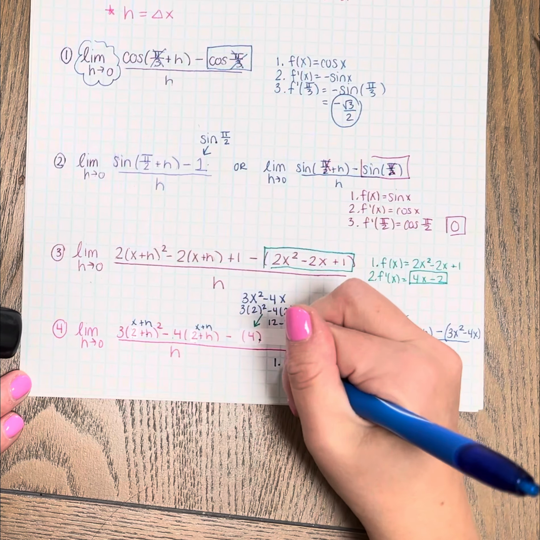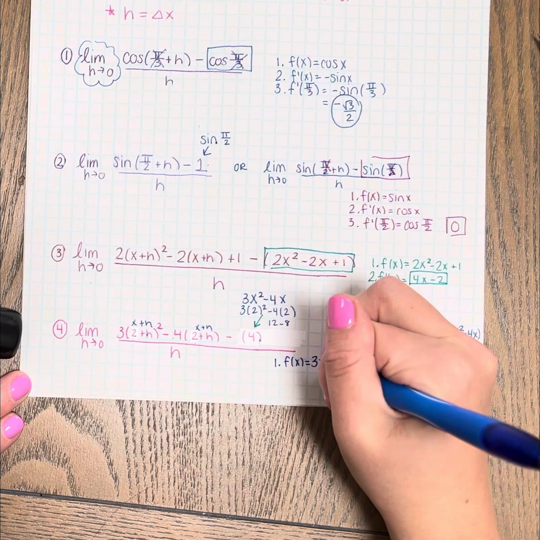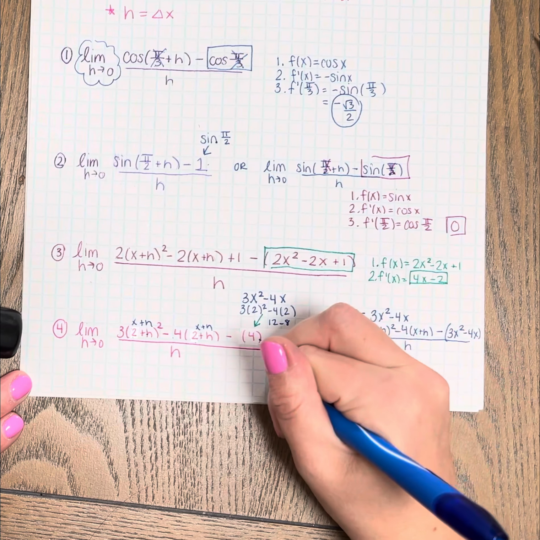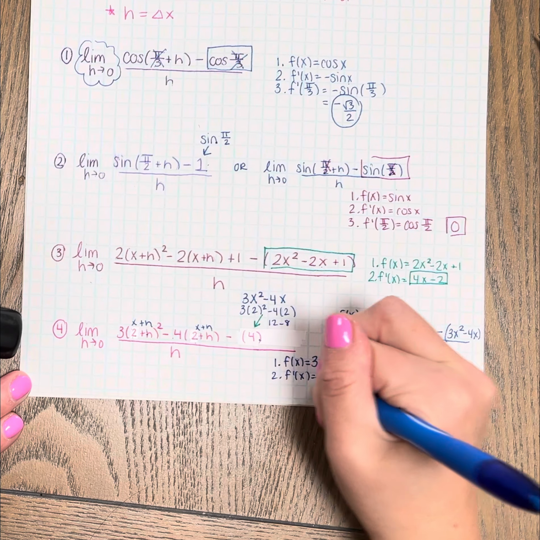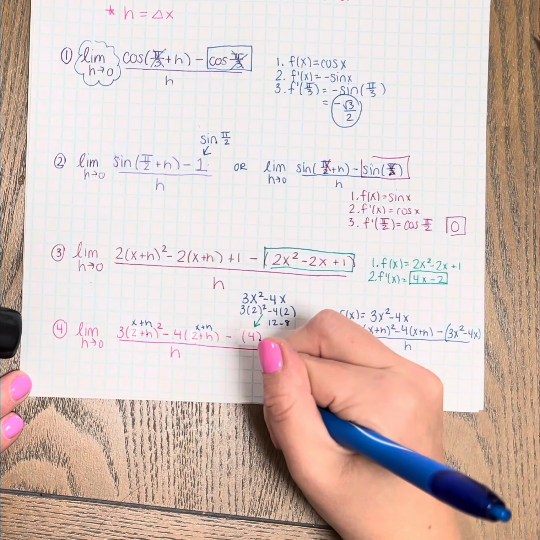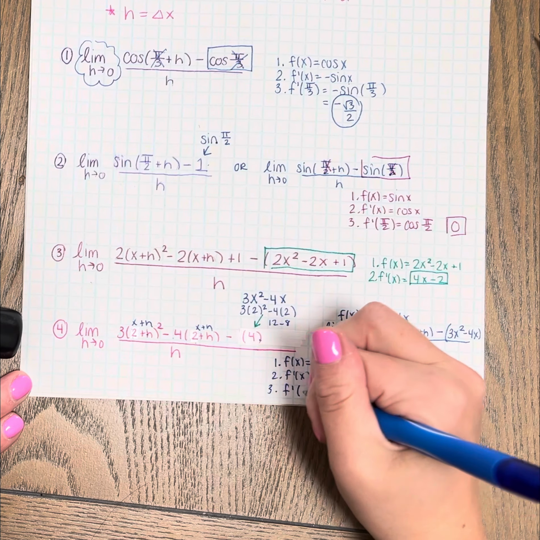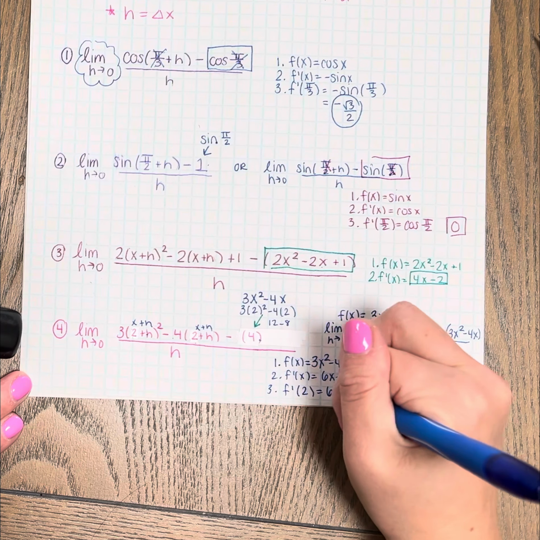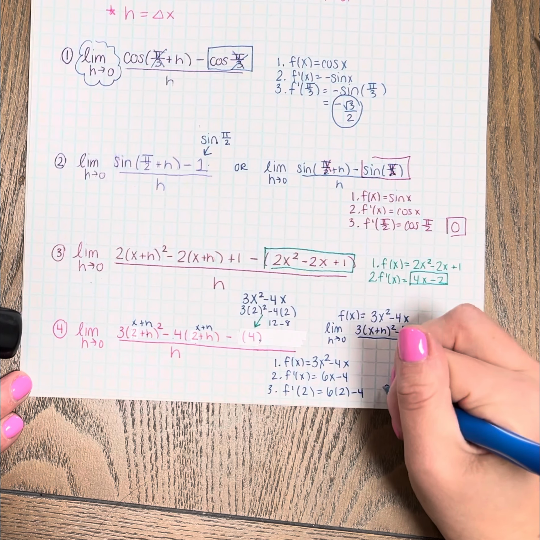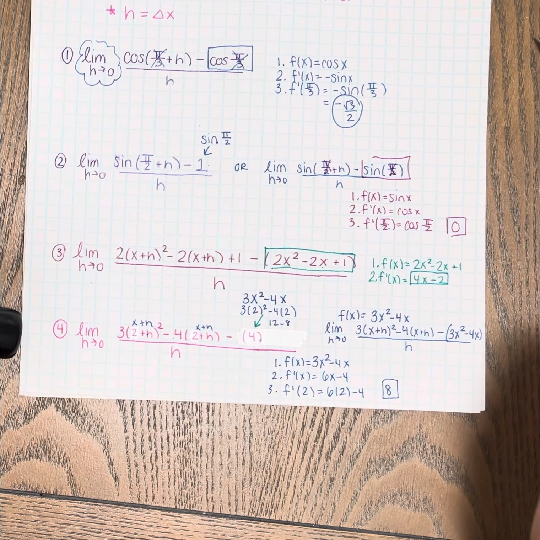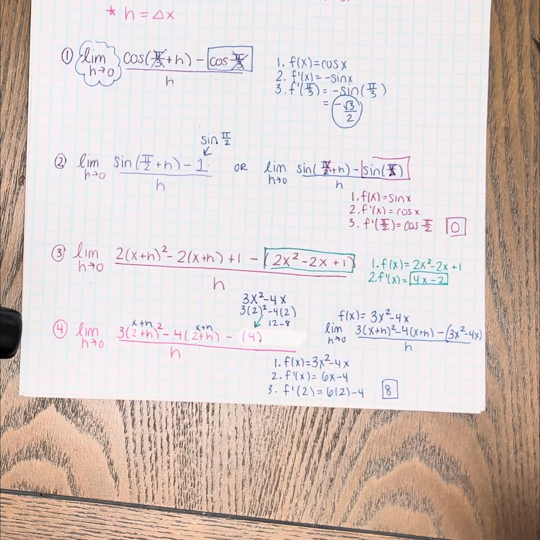So step 1, the function is 3x squared minus 4x. Step 2, the derivative is 6x minus 4. And step 3, evaluate the derivative at 2. 6 times 2 minus 4, that's 12 minus 4, which gives me 8. Okay, so those are disguised derivatives.